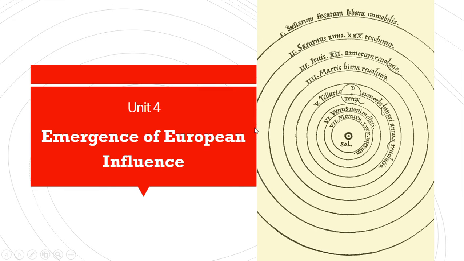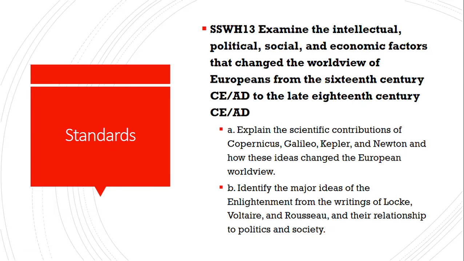And people are going to start to change the way they're looking at the world during this period we call the scientific revolution. The beginning of Unit 4 starts with the scientific revolution. And this is all about how Europeans start to influence the larger world around them, the emergence of European influence. What we'll talk about today are some of these famous scientists and mathematicians, people like Nicholas Copernicus, Galileo, Johannes Kepler, Isaac Newton, and how these guys had ideas that changed the European worldview.